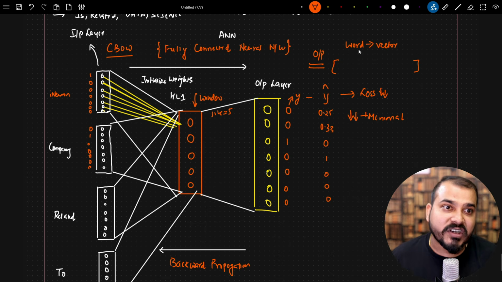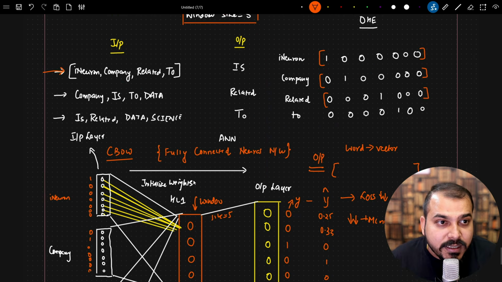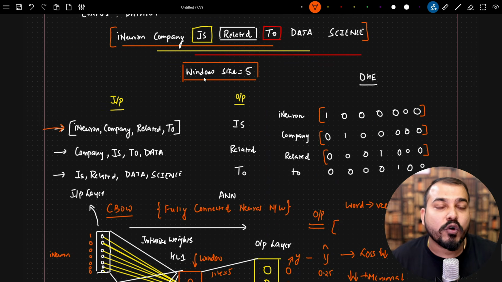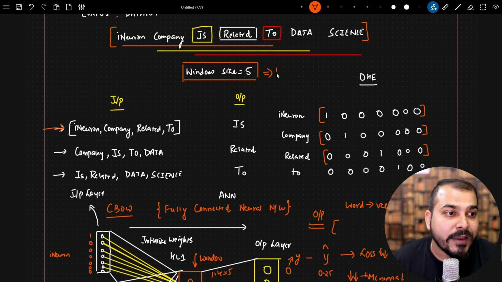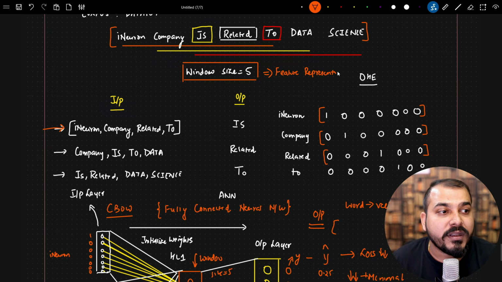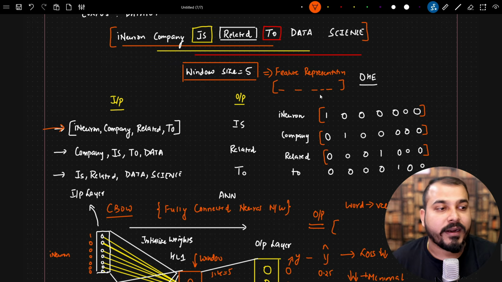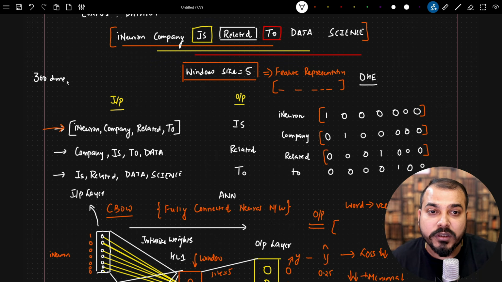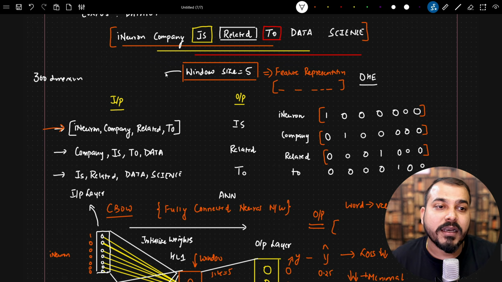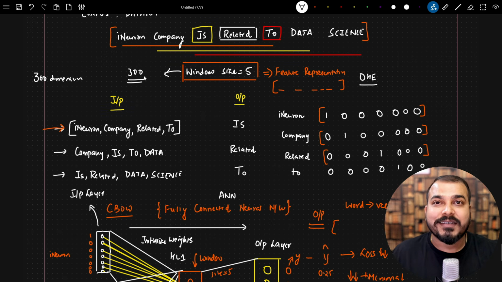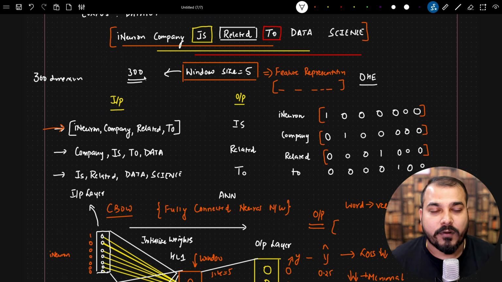Now I hope you are able to understand. Again, let me repeat it. The reason I have selected window size equal to 5 is because I want to provide a feature representation with a vector size of 5. That means every word will be converted into a 5-dimensional vector. Now, when I took the example of Google, which was getting converted into 300 dimensions, that means the window size is 300. And the bigger the window size, the better the model can perform.